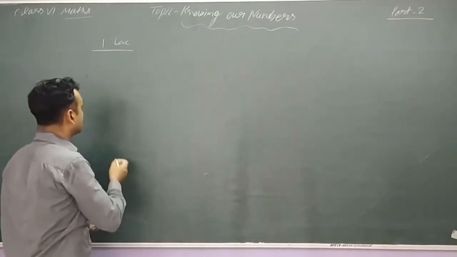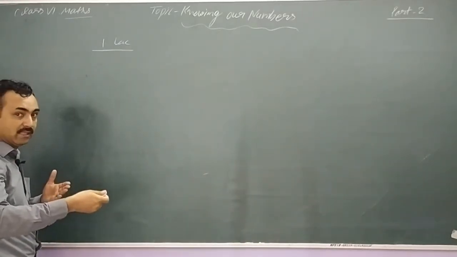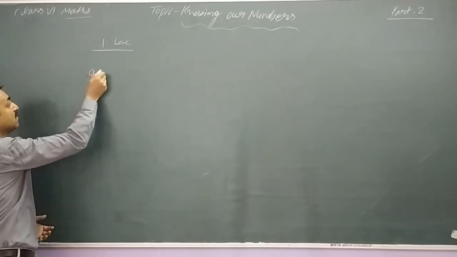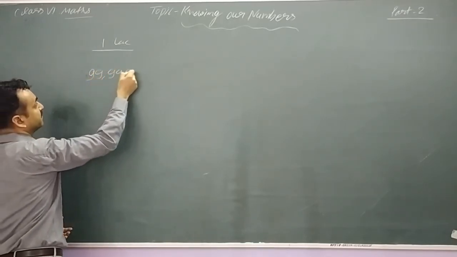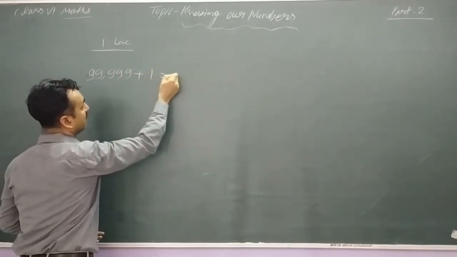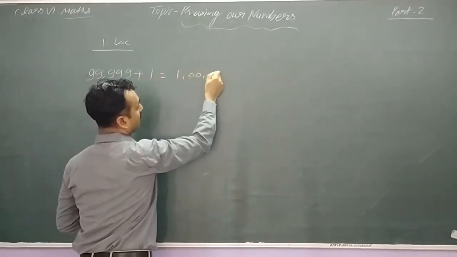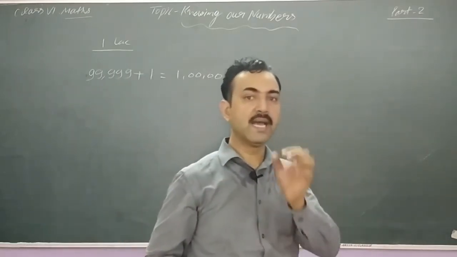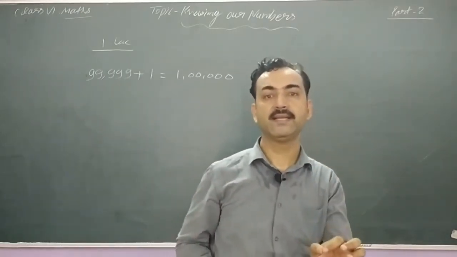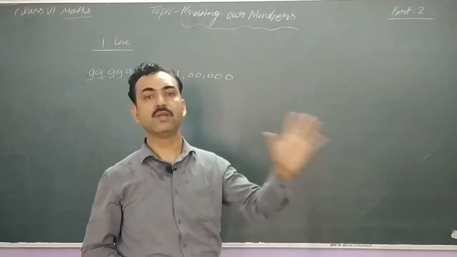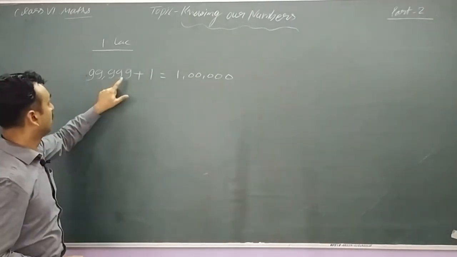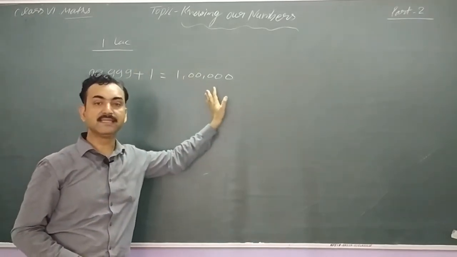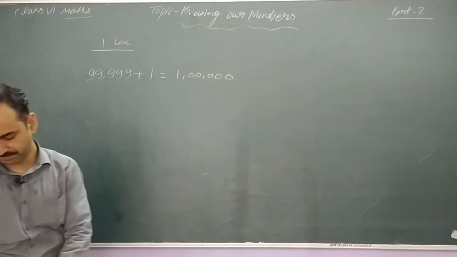So what will we do? The number just smaller than 1 lakh is 99,999. And when you add 1, it becomes 1 lakh. So how was 1 lakh formed? 99,999 plus 1 becomes 1 lakh. And this is the greatest 5 digit number, and this is the smallest 6 digit number.